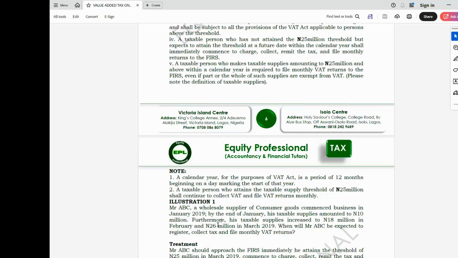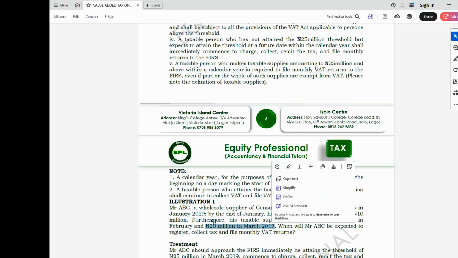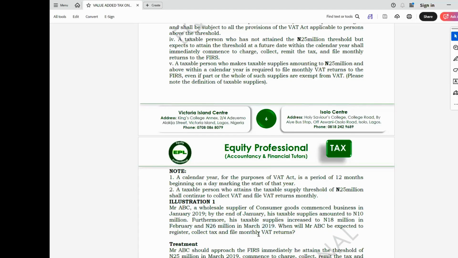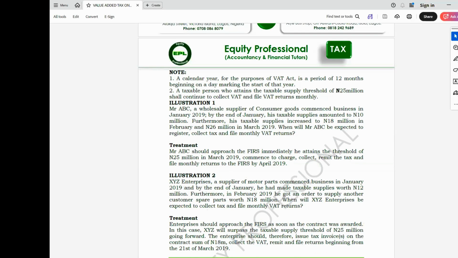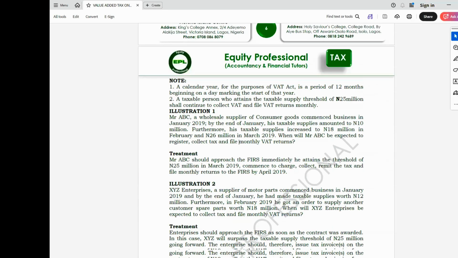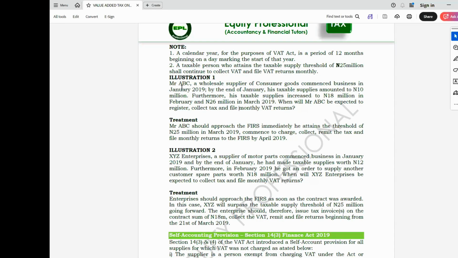So as at March, its taxable supply now increased to 26 million. That means it will what? You start collecting and paying for VAT. You start collecting VAT from where? From March. And we start remitting to the relevant tax authority in the next month, which is from where? From April. So we start charging VAT from March and start remitting to the relevant tax authority from April.